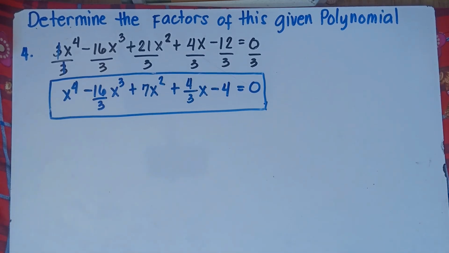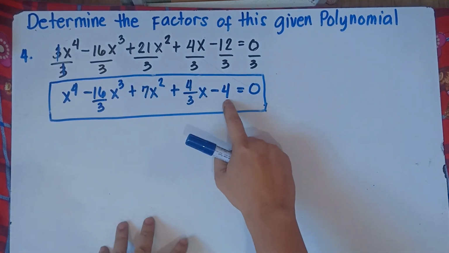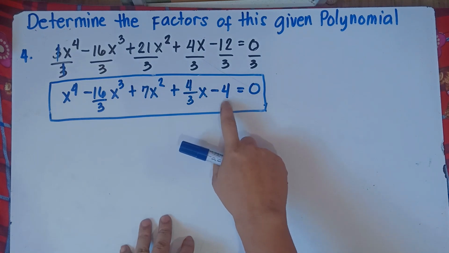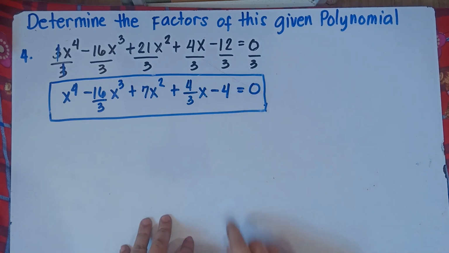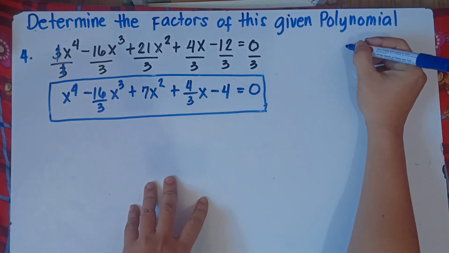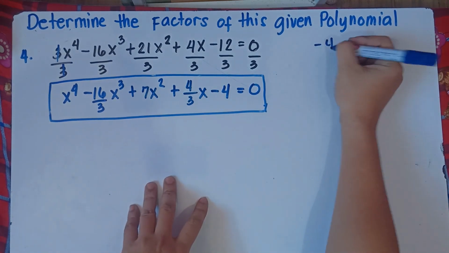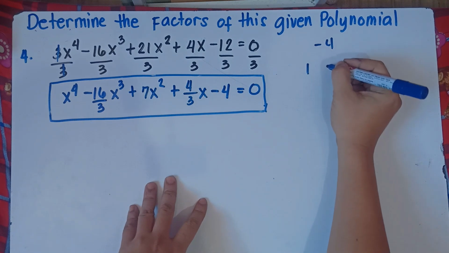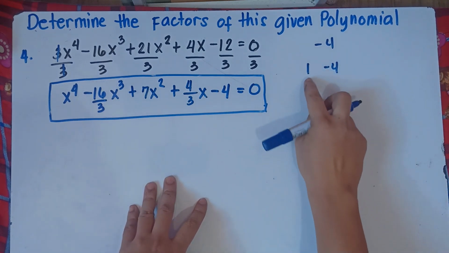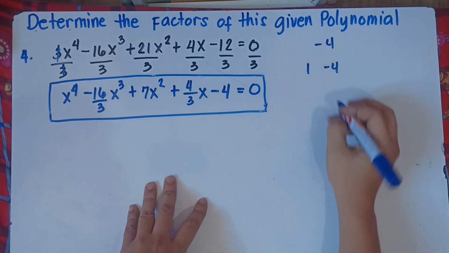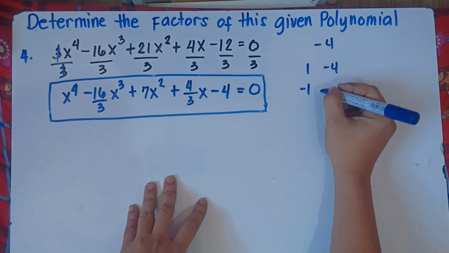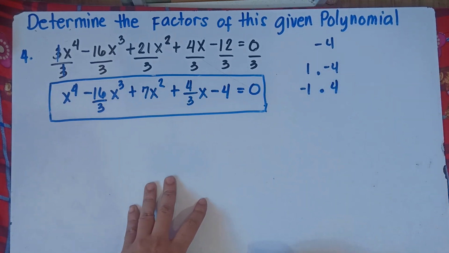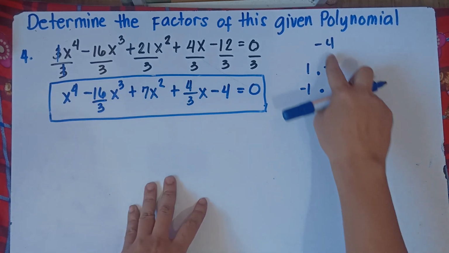So next step class is you find factors of this constant, negative 4. So you check the last number, you find the factors. What would be the factors of 4 class, or negative 4? So the factors of negative 4, of course, there would be 1 times negative 4, because 1 times negative 4 is negative 4. You can also have negative 1 times positive 4. So negative 1 times positive 4, that's negative 4.